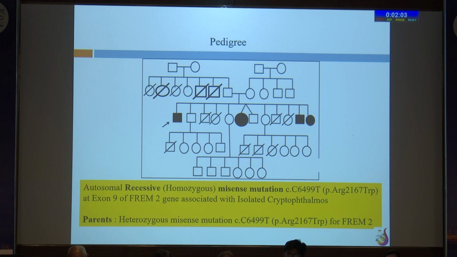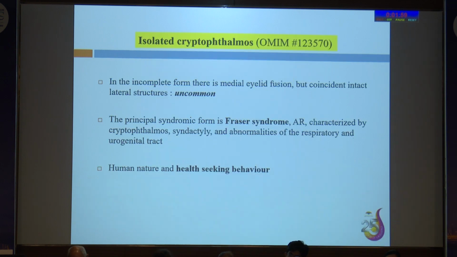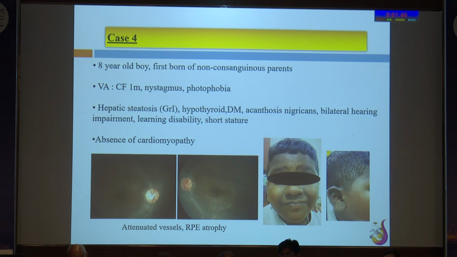So this was an autosomal recessive missense mutation of the FREM2 gene, which pointed towards the principal syndromic form of Fraser. However, an OMIM entry of isolated cryptophthalmos was identified in the children, and this points towards the genetic literacy and health-seeking behavior of the parents in the population.